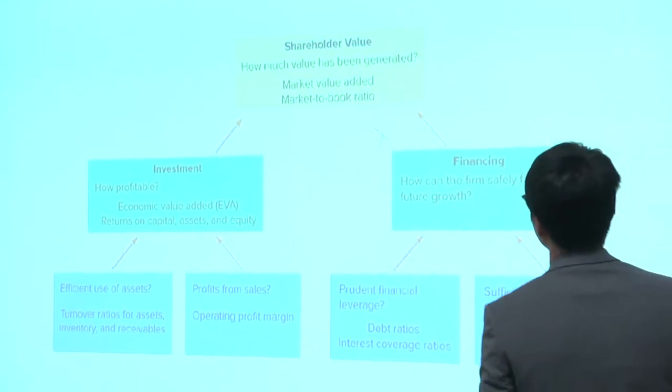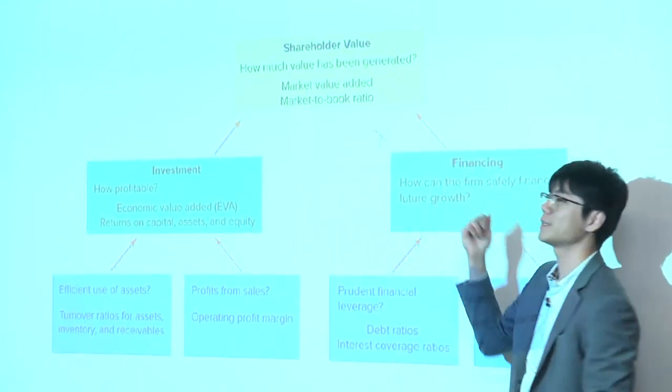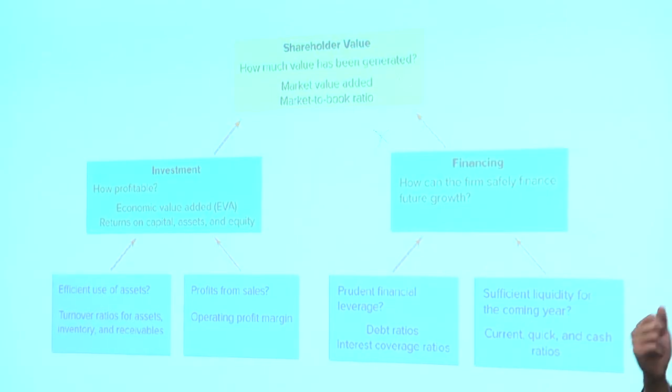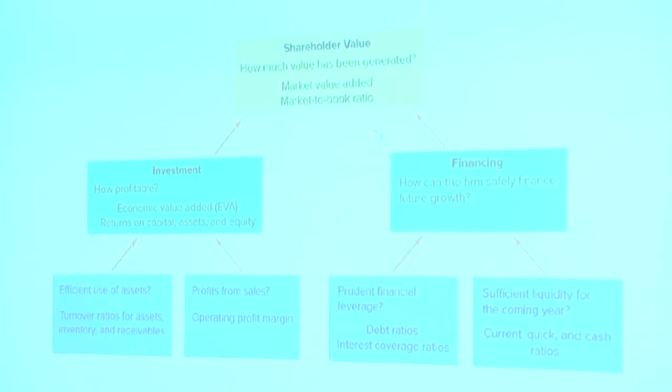Then now we separate into two parts. One is called investment, and one is called financing. Investment is about the capital budgeting decision. Financing is the financing decision. Those are the two most important decisions that a firm makes. Financing decision: how much money we want to raise, and by what method. Capital budgeting: what kind of investments we make and how profitable they are.